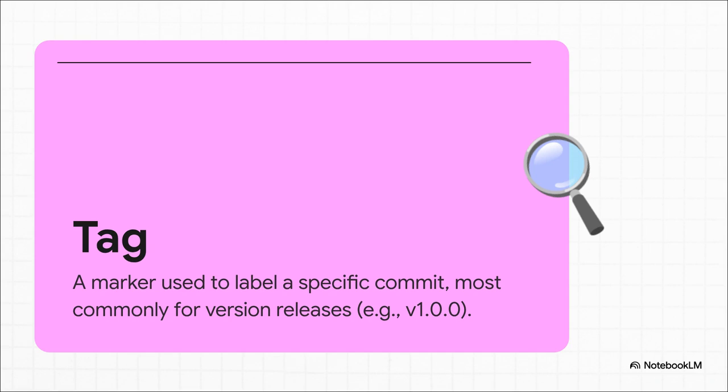And rounding out our trio, we have tags. If a branch is a fluid, moving timeline, a tag is a permanent, stone-etched marker. It's like putting a big, shiny sticker on one specific commit and saying, this one is important. This is how you label your official releases, like v1.0.0, so you can always find that exact version again.